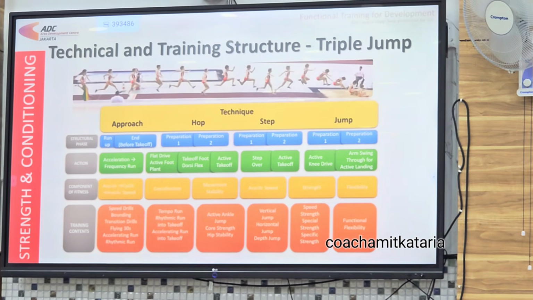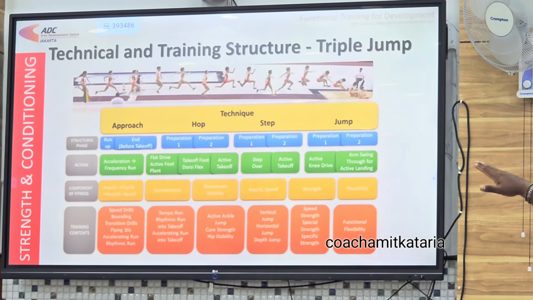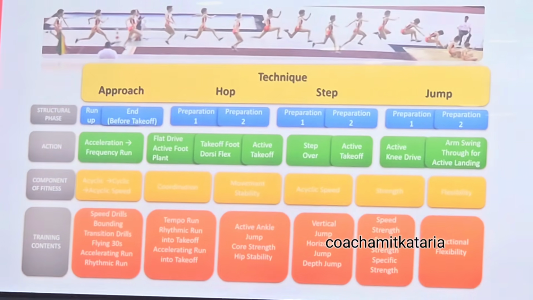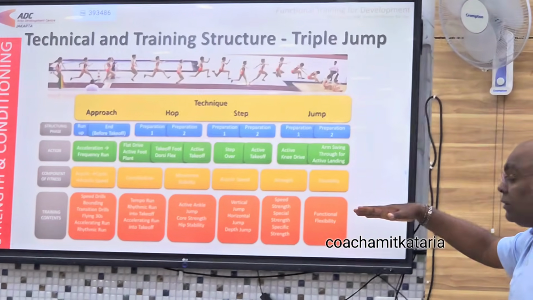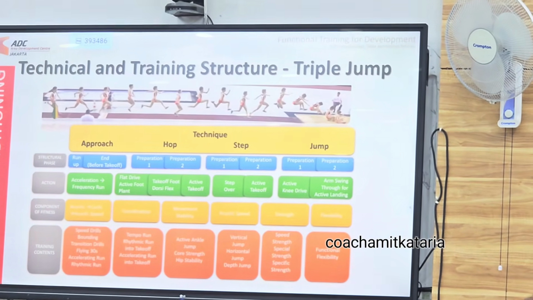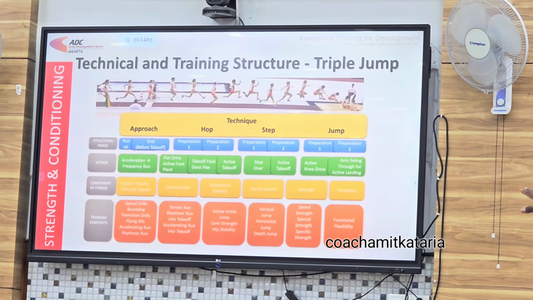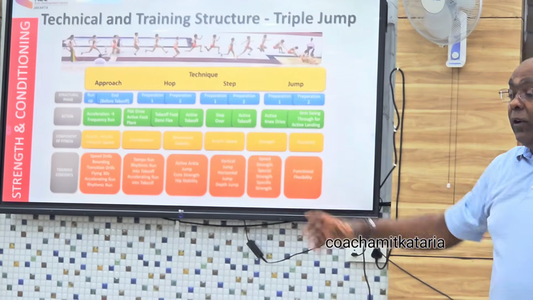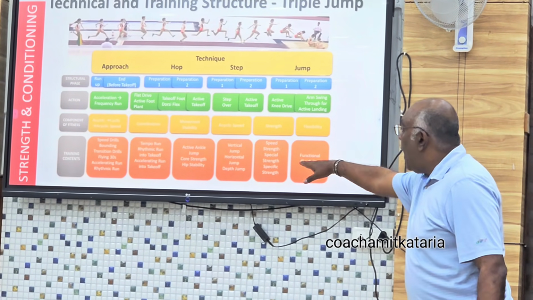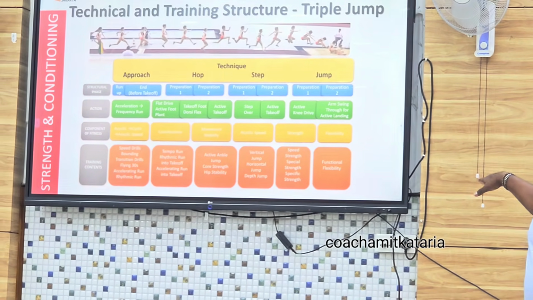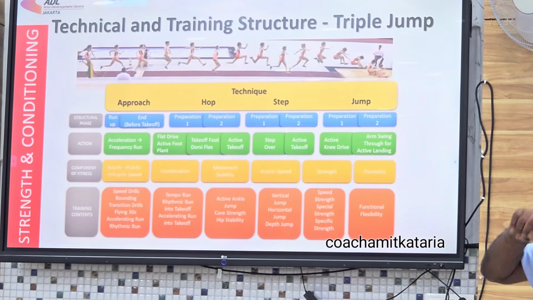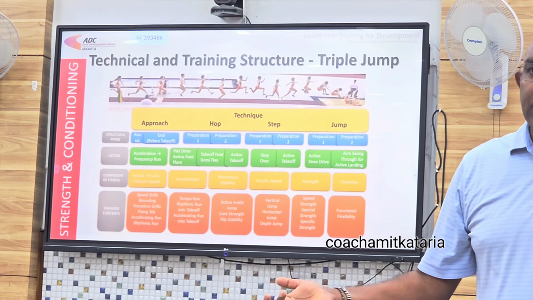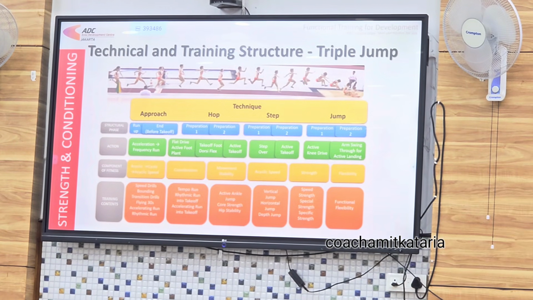So it carries on. For each, what do I need to do? Action. I need to do acceleration, flat speed, take off and whatever. What is the component of fitness? Acyclic to cyclic to acyclic again for speed, coordination, movement, stability, acyclic speed, strength, flexibility. So these are the fitness components I need to prepare for each phase. And then I'm putting in all my training contents. Difference between acyclic and cyclic: cyclic means it's continuous. Acyclic means it doesn't repeat itself afterwards. So after a certain pattern, it stops.